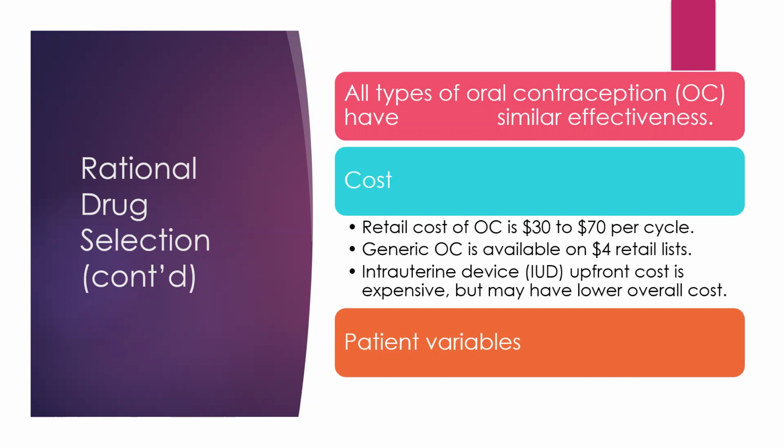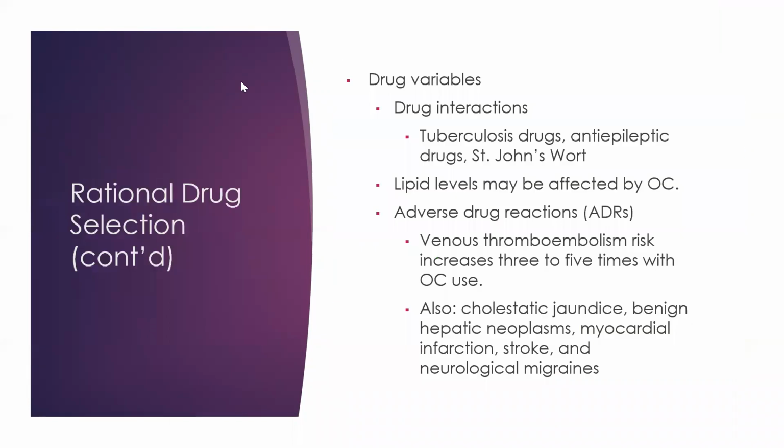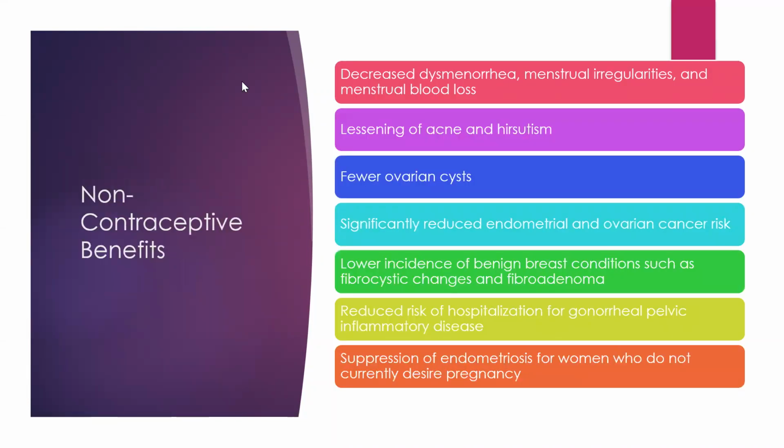Injectables are going to be a lot higher, and there's also going to be the office visit that's required for that injection too. So some non-contraceptive benefits: we can see a decrease in dysmenorrhea, menstrual irregularities, and menstrual blood loss, lessening of acne and hirsutism, fewer ovarian cysts, significantly reduced endometrial and ovarian cancer risk, lower incidence of benign breast conditions, reduced risk of hospitalization for PID, and then suppression of endometriosis if they don't currently desire to get pregnant.